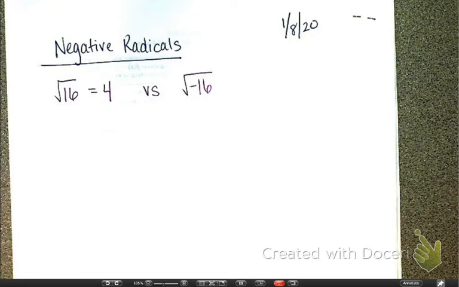Square root of negative 16. Any guesses? 4 times I. Okay.